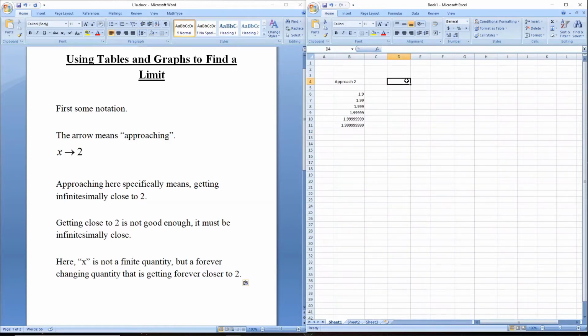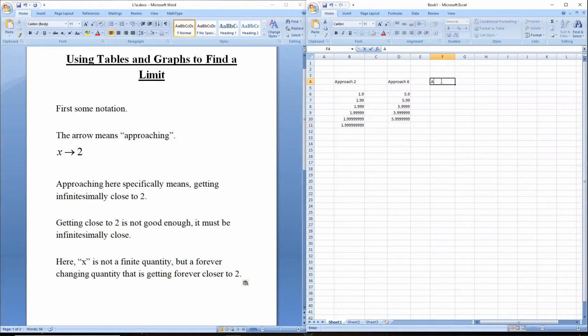So let's try something else. Say we want to approach the number 6. What are some numbers that would express this idea of approaching 6? Well, how about 5.9, 5.99, and just keep throwing more and more 9s on there. And this is expressing the idea of getting closer and closer.